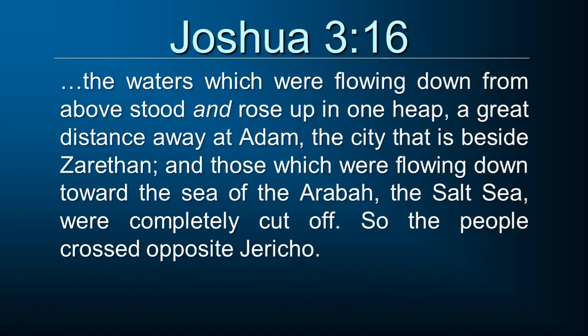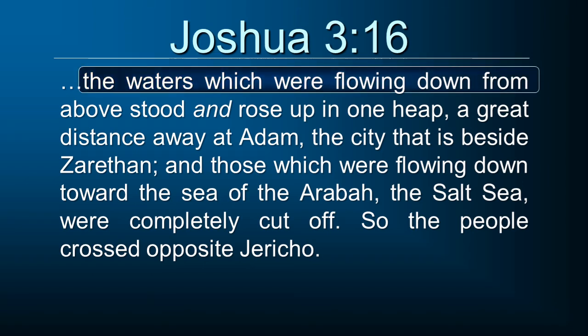Now, the other thing that we want to come to, we mentioned this in Deuteronomy, but we're now coming to Joshua chapter 3 and verse 16. And this is where Joshua is crossing the waters of the Jordan. We read, "The waters which were flowing down from above stood and rose up in one heap a great distance away at Adam." Notice this, when they crossed the Jordan, it's not that the waters separated, the waters upstream stopped.